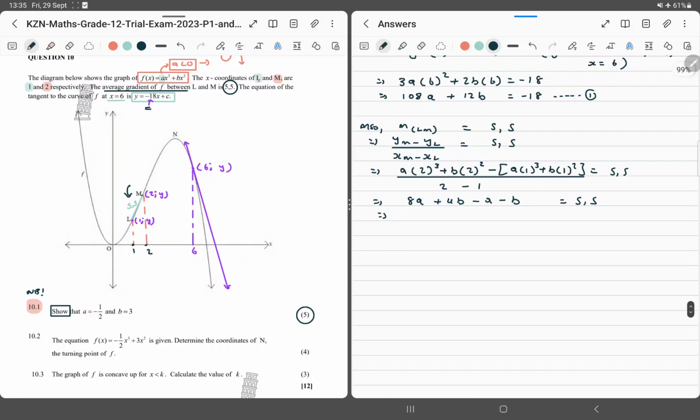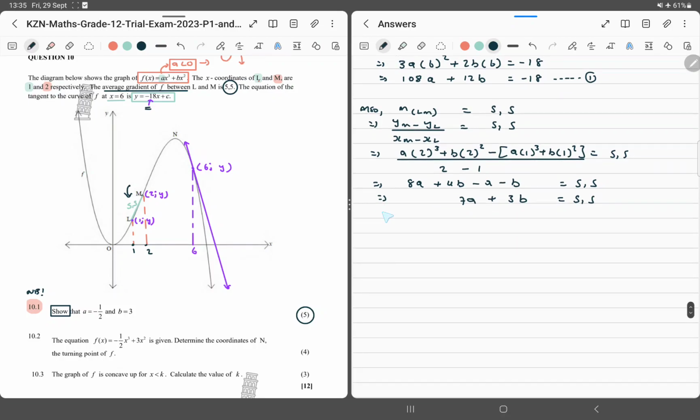So collect like terms. 8a minus a is 7a, plus 4b minus b is 3b, equal to 5,5. Now guys, we have a situation. We need to make something the subject of the formula. We can say this implies that b is going to be 5,5 minus 7a all over 3.